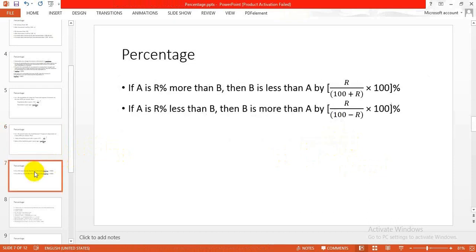Another case of percentage: suppose A is R% more than B, then B is less than A by R by 100 plus R into 100%. If A is R% less than B, then B is more than A by R by 100 minus R into 100%. So this is all about the theoretical part of percentage.